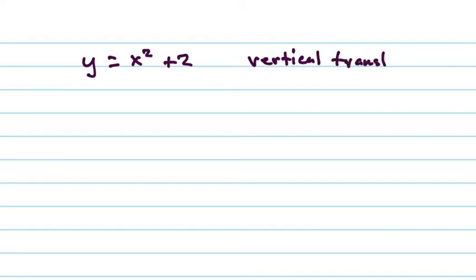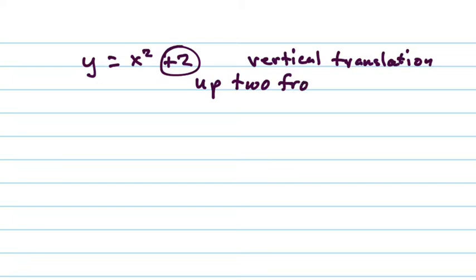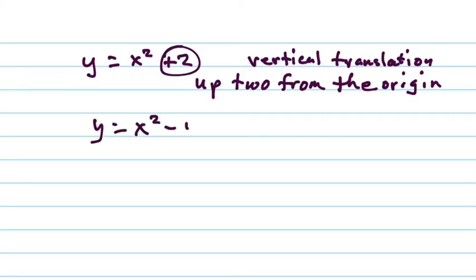So just to recap, if you have y equals x squared plus 2, that means it's going to give you a vertical translation. In other words, positive 2 means it's going to go up 2 from the origin. Okay? If you have y equals x squared minus 4, that means down 4 from the origin.